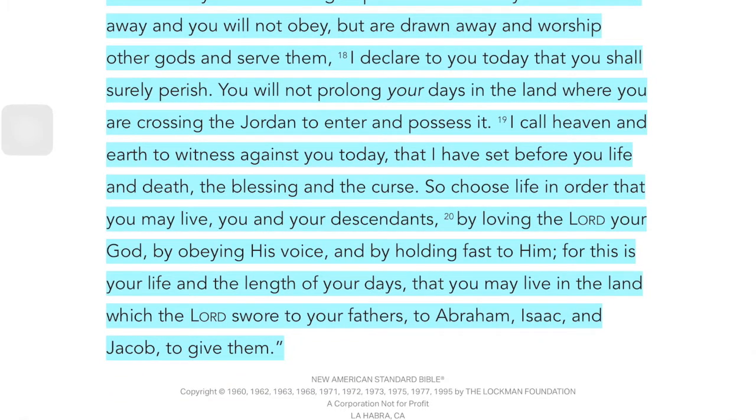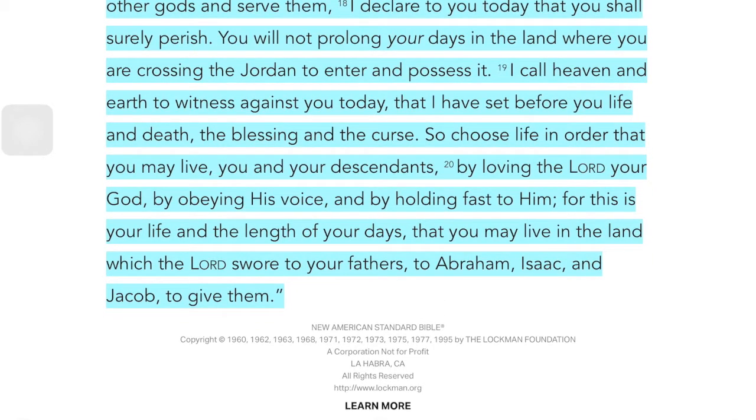I call heaven and earth to witness against you today, that I have set before you life and death, the blessing and the curse. So choose life in order that you may live, you and your descendants, by loving the Lord your God, by obeying his voice, and by holding fast to him. For this is your life and the length of your days, that you may live in the land which the Lord swore to your fathers, to Abraham, Isaac, and Jacob, to give them. This is the word of the Lord.